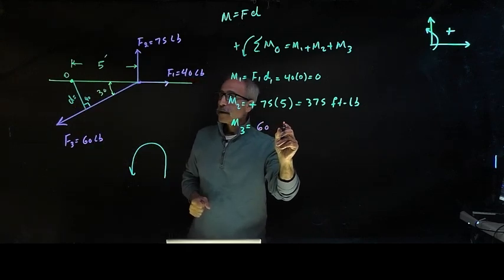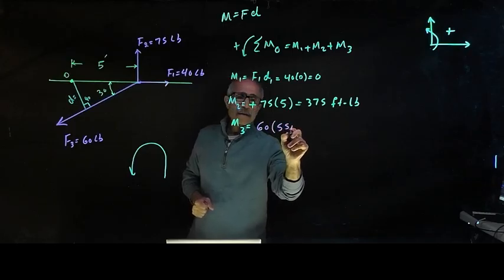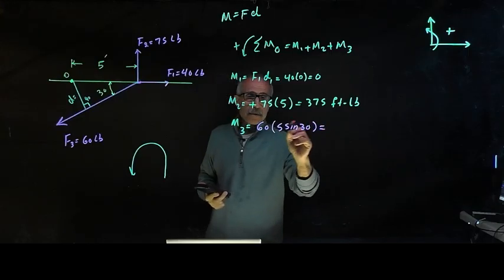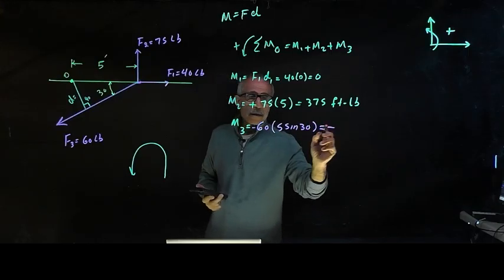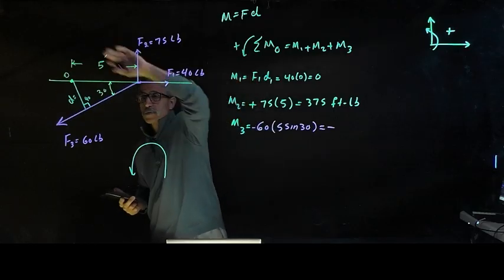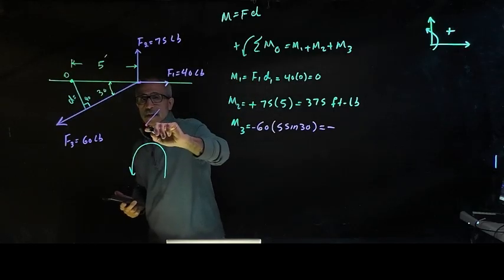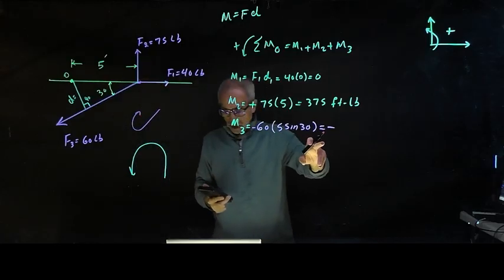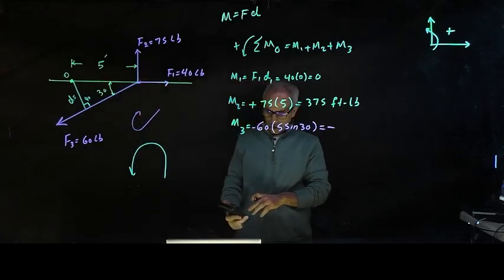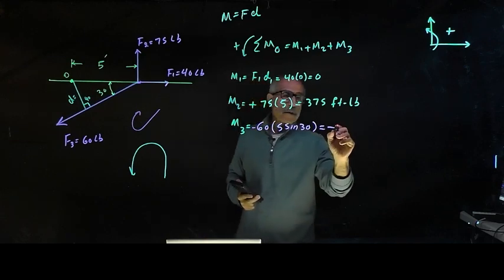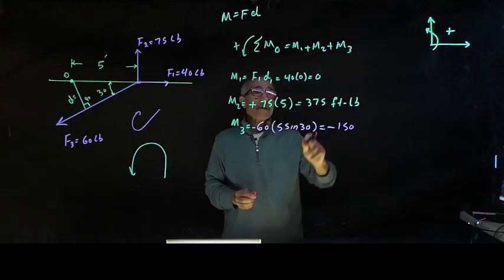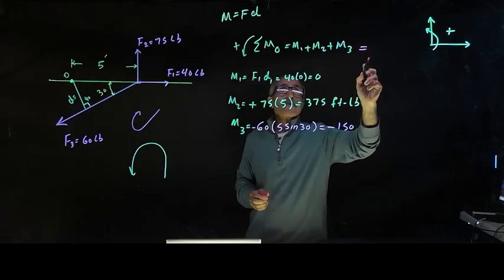Therefore I can say it's equal to 60 times 5 sine 30. And that's going to be really a minus. Let me put a minus here, because this is going to rotate this way, kind of like that. That's going to be clockwise, so it's going to be negative. So that came out to be minus 150.